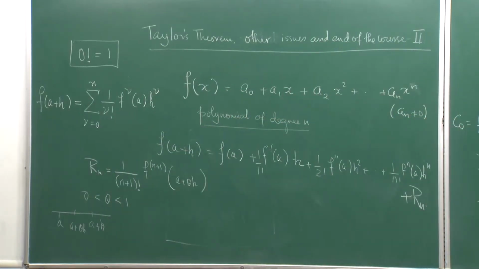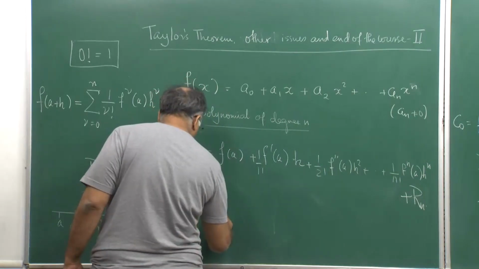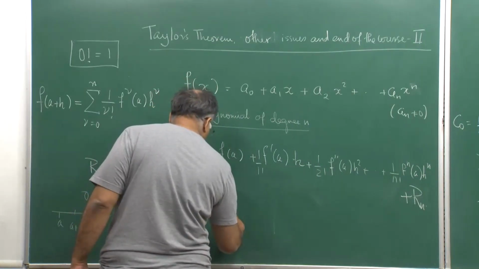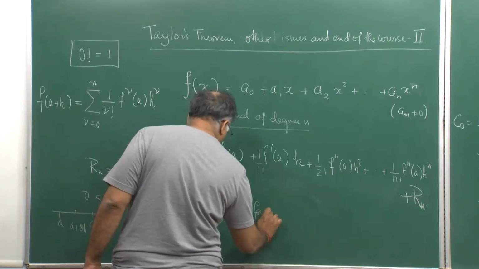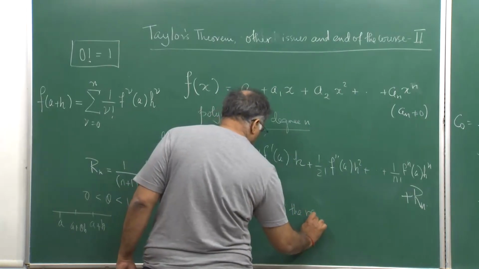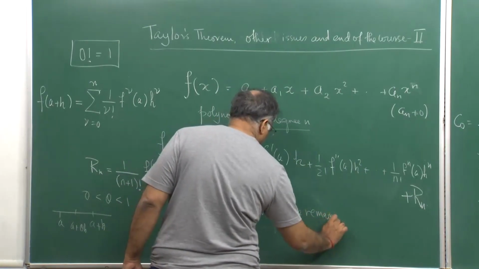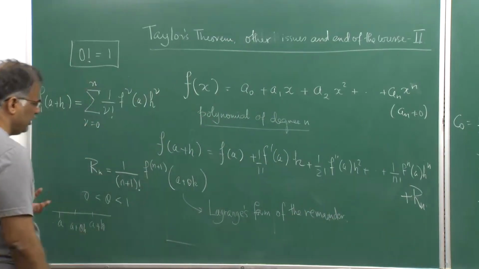What is the intuition behind such a writing of the remainder term? This is Lagrange's form of the remainder. You can see derivations in the books and many other places, but I just want to give you the key idea.